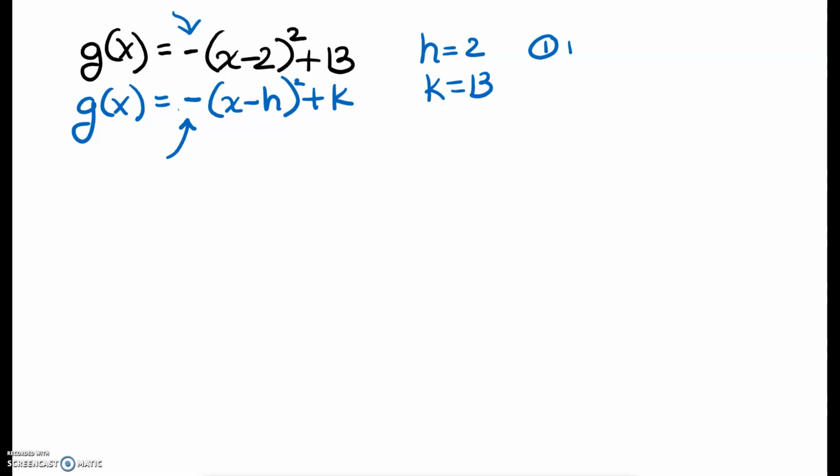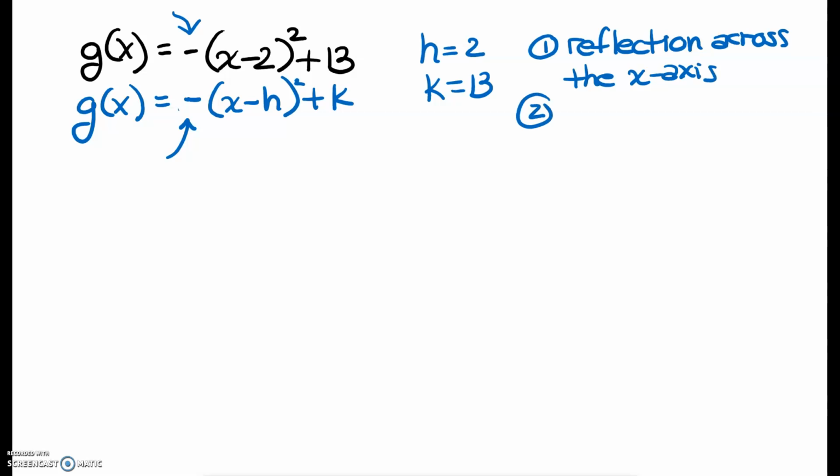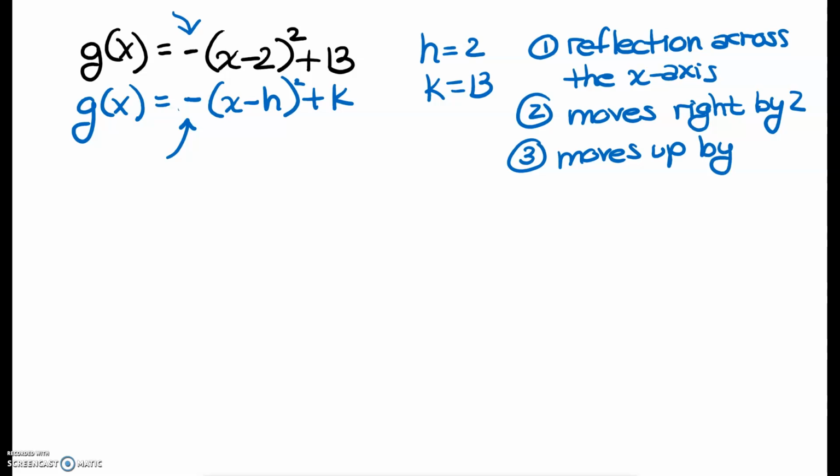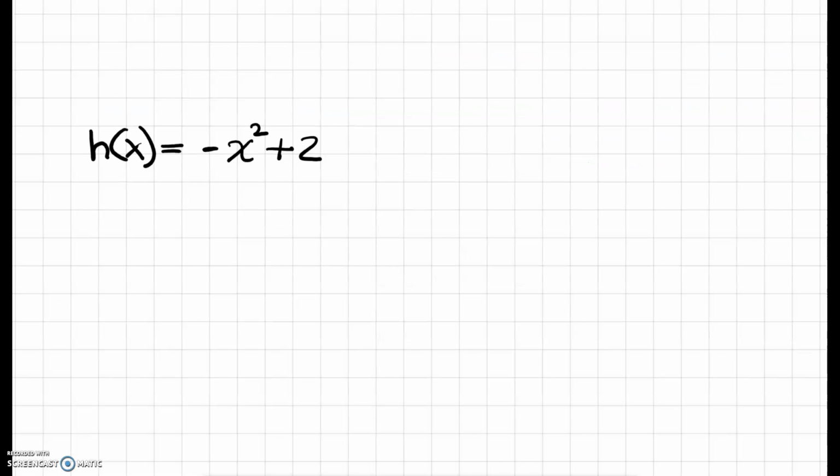That negative tells us there is a reflection across or over the x-axis. My h value is positive, so this graph moves right by 2. K is positive, so this graph moves up by 13. And my vertex here is h comma k, 2 comma 13. So I want you to get used to thinking of h here as my lefty righty, k here as my uppy downy. Okay, let's do another example here.